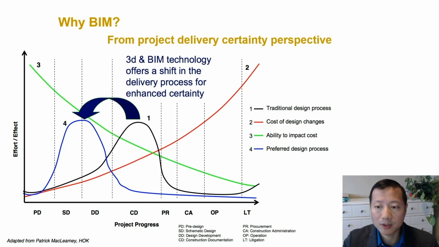Let me see if I can bring up my laser pointer here. So this leads to the uncertainty or certainty curve represented here as the black line, which shows that we are at the very early stage of the project. While the ability of being able to affect the project is pretty high, the certainty is low, right? The certainty is low. On the other hand, with the adoption of BIM, we are shifting this curve to the front. This allows us to be more certain about the project at an earlier stage.